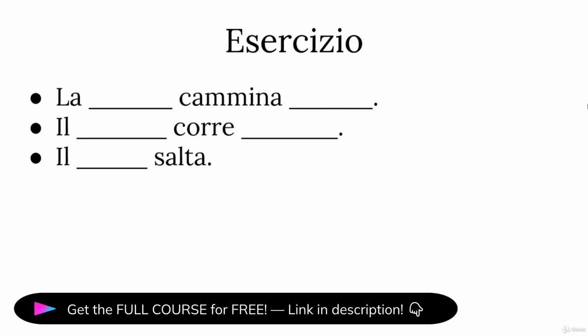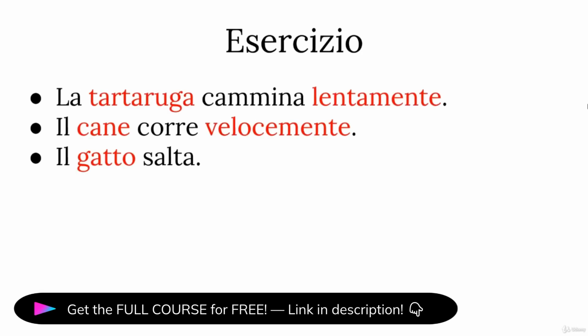Okay, so how did you do it? Was it easy? So here are some examples. La tartaruga cammina lentamente, for example. The turtle walks slowly. Second sentence, il cane corre velocemente. The dog runs fast. Okay? And then the last one, il gatto salta. The cat jumps. Okay, how was it? Try to do some of these kinds of sentences with other animals and with the same adverbs.